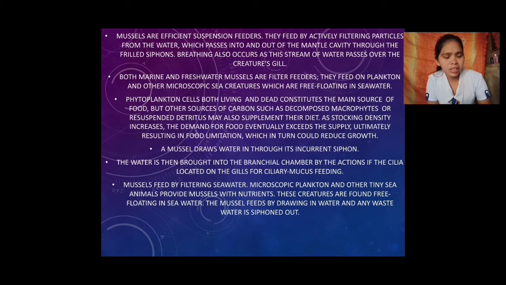Phytoplankton cells, both living and dead, constitute the main source of food. But other sources of carbon such as decomposed macrophytes or resuspended detritus may also supplement their diet. As stocking density increases, the demand for food eventually exceeds the supply, ultimately resulting in food limitation, which in turn could reduce growth.